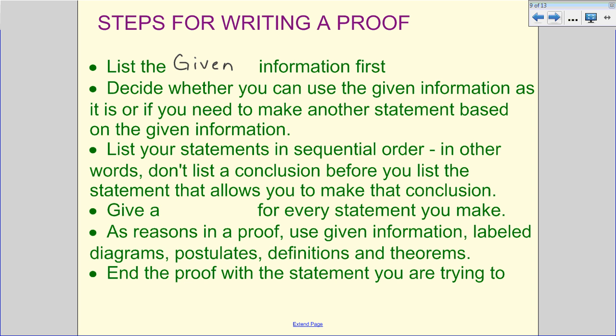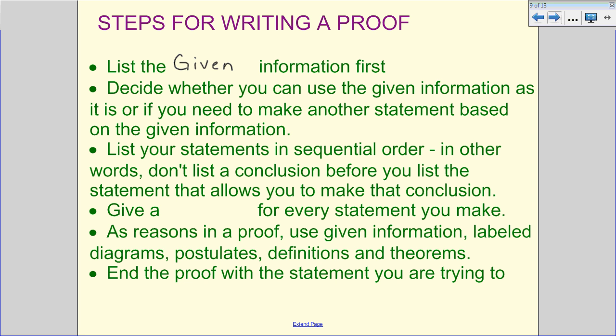I may know that something is right angles, but then I need to say that those right angles are congruent, because all right angles are congruent. So just because they tell me I have 90-degree angles doesn't mean that I know that they're congruent. So there's sometimes those extra steps you have to list, that extra logic. You list your statements in sequential order.